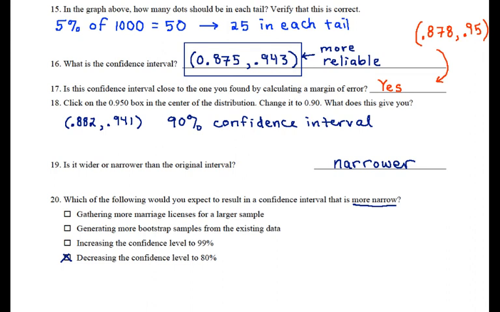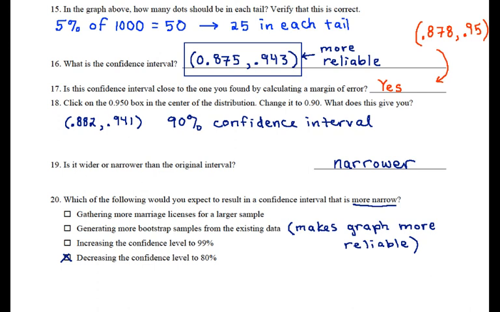Generating more Bootstrap samples from the existing data generally just makes it converge, right? It makes the graph better, and it makes the graph more reliable, but it does not bring in any trends like a wider or a narrower confidence interval. It might jump around a little bit as you're generating more samples, but then it will start to converge, and once you've started to converge, you shouldn't really see any changes at all. So this does not make the confidence interval more narrow.